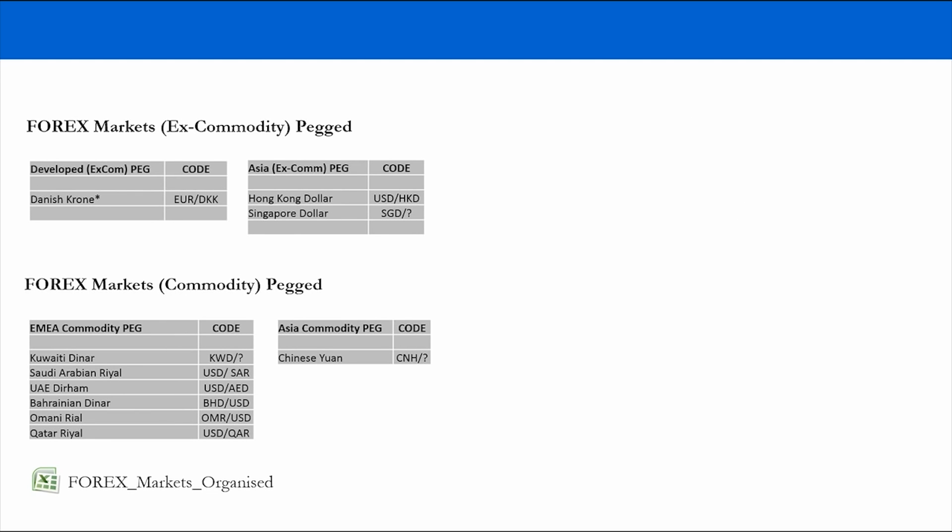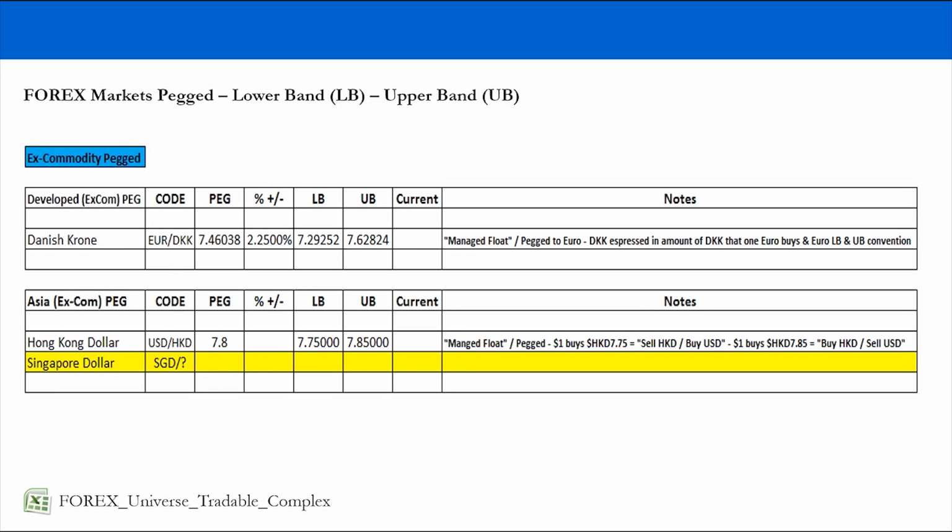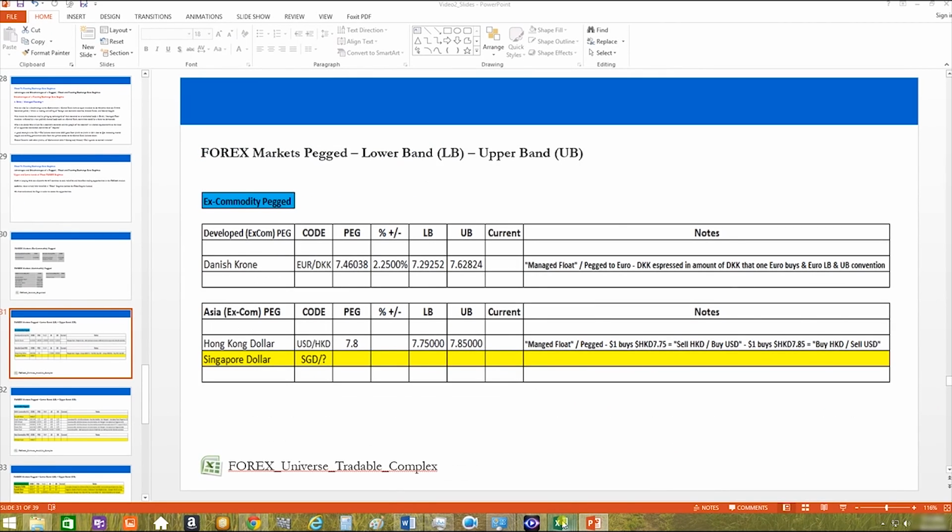And you'll remember earlier from the Forex markets organized sheet that we split up our pegged regimes into ex-commodity and commodity pegged situations. In the commodity section, we had most or all of the GCC countries, and we had the Chinese yuan. In the ex-commodity pegged area, we had the Danish krone, the Hong Kong dollar, and the Singapore dollar. And what we've done for you in the download section of video number 2, there is another spreadsheet entitled Forex Universe Tradable Complex. And in the first couple of sheets within the spreadsheet file, you're going to see tables which relate to pegged regimes. So let's go in there and open this up now.